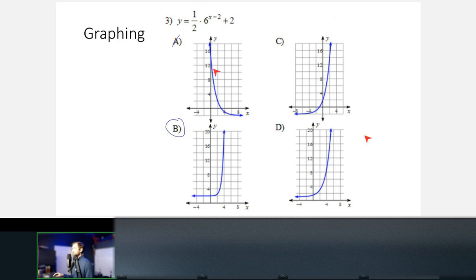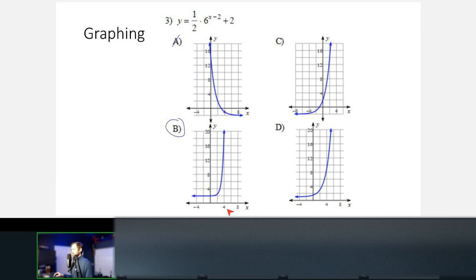So this 1/2 is causing a horizontal stretch. This 6 tells us it's exponential growth. This x minus 2 says we are shifting to the right 2 units. And this plus 2 is saying that we're shifting up 2 units. Now, when you have a stretch and when you have a horizontal shift, it's really not that easy to determine where the point should be.